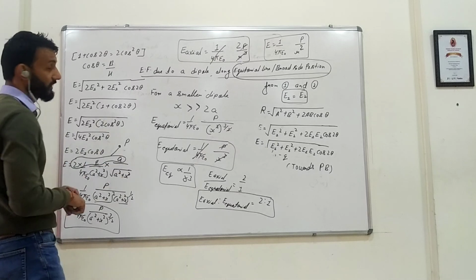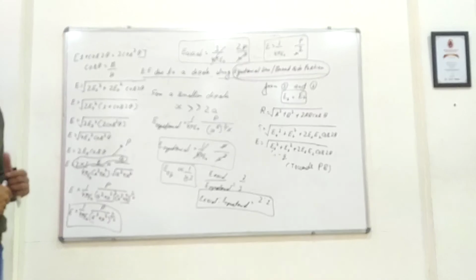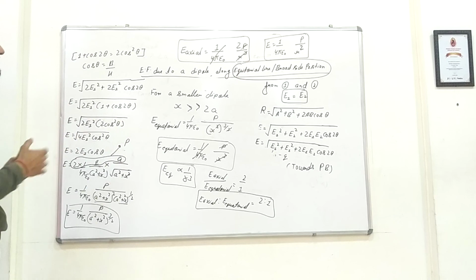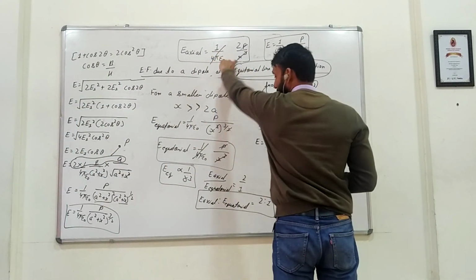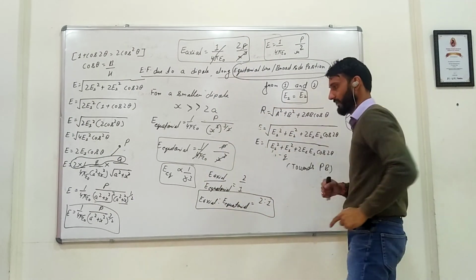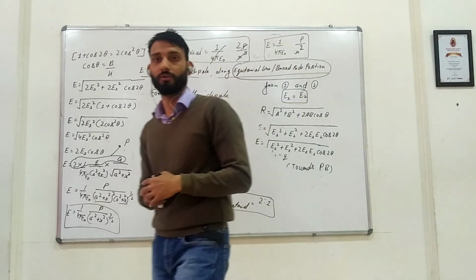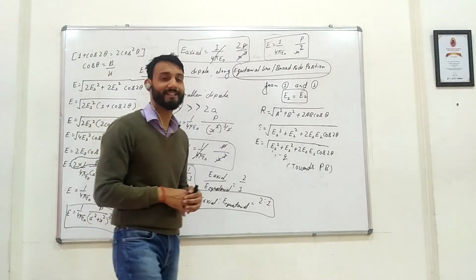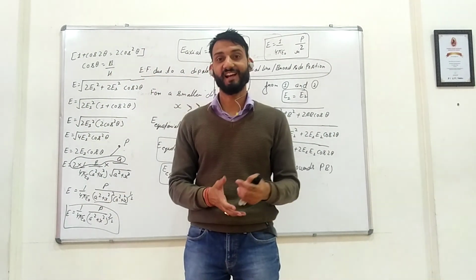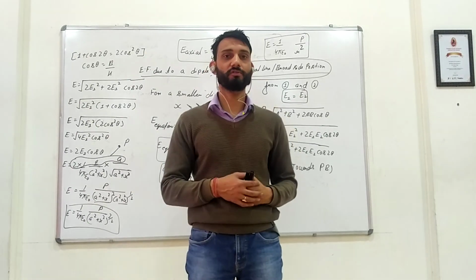So this was all about the electric field due to the dipole, and dipole along axial line and dipole along equatorial line, right? So this is it in this class. In the next class I will teach you one more derivation along with the questions. We'll also do the questions, right?